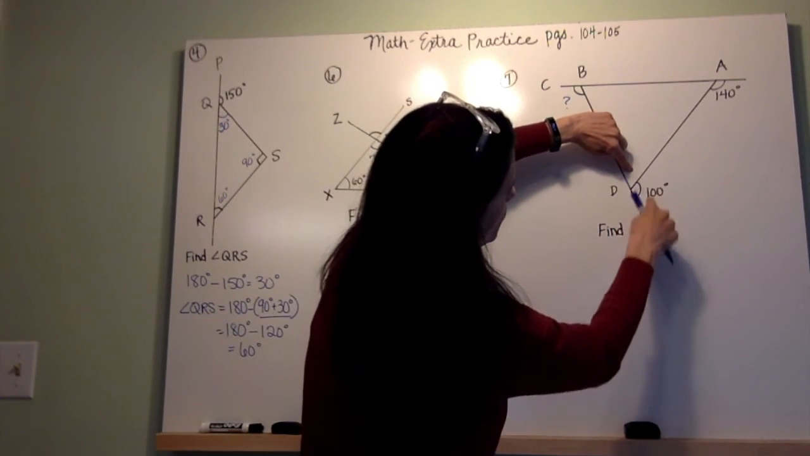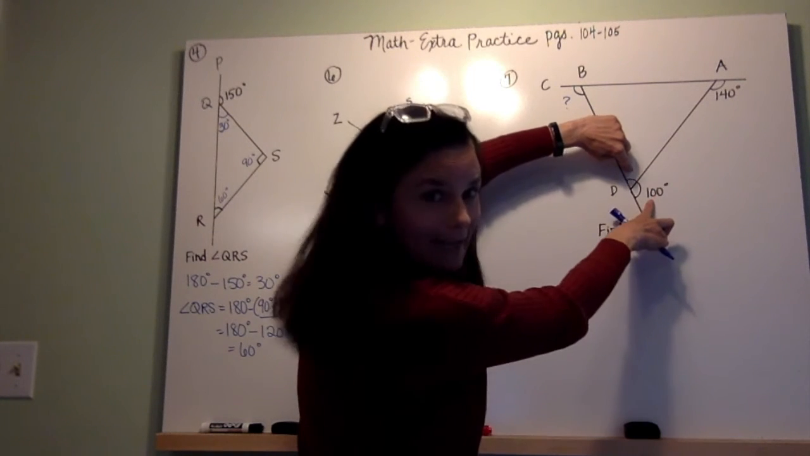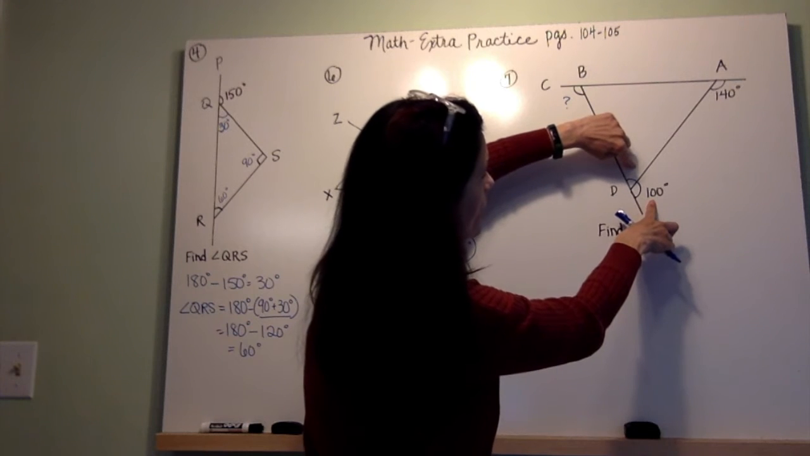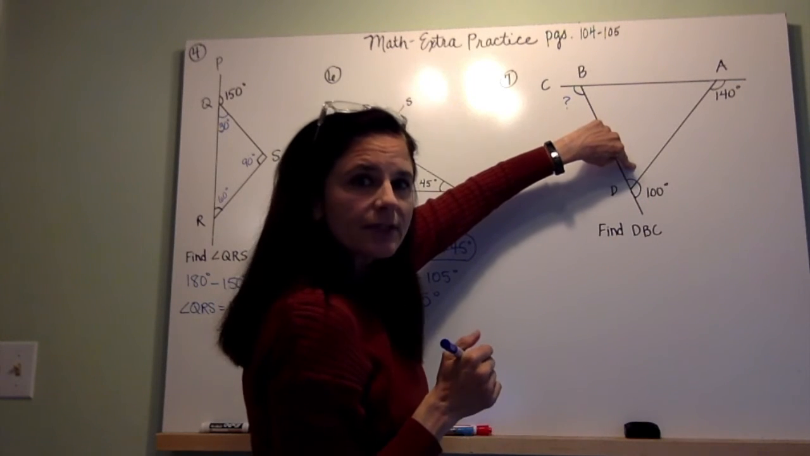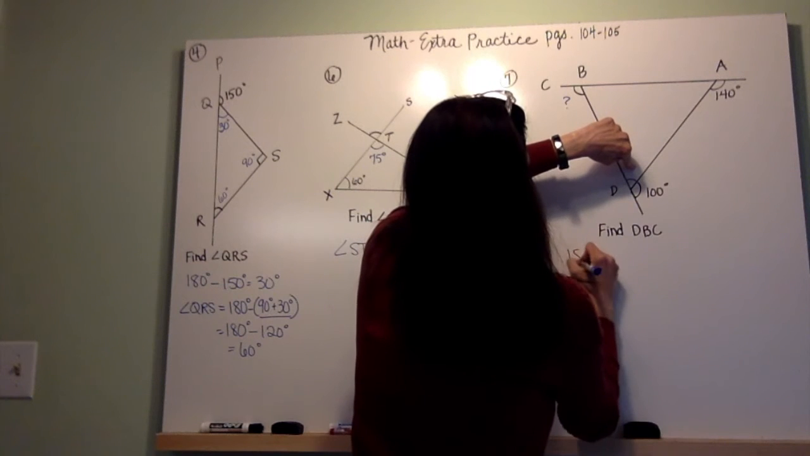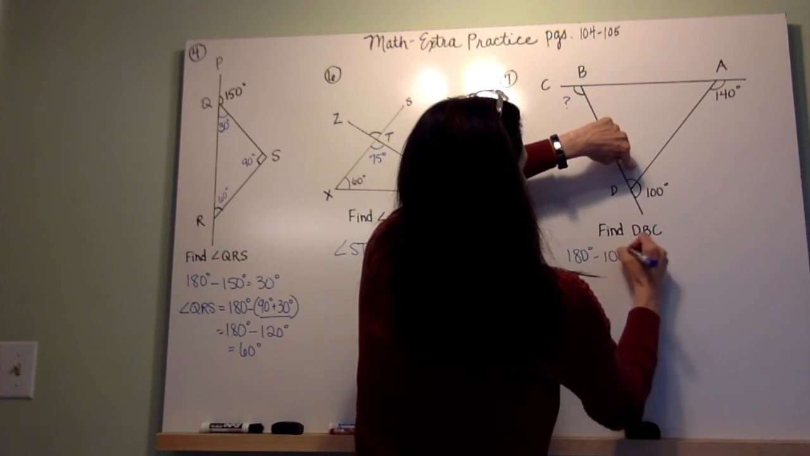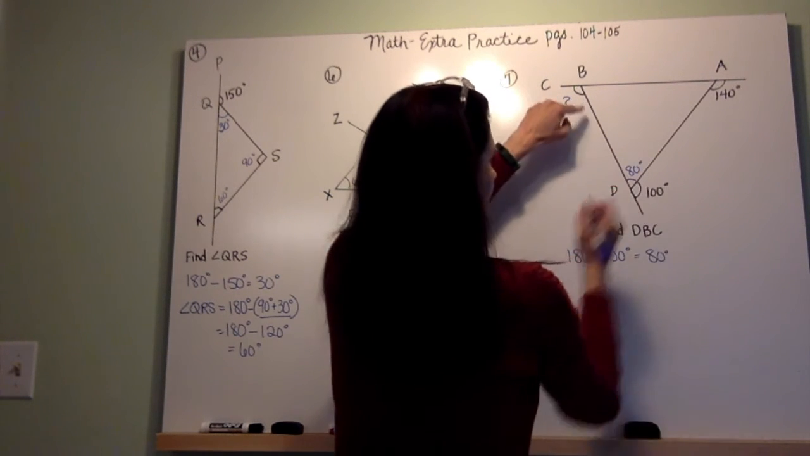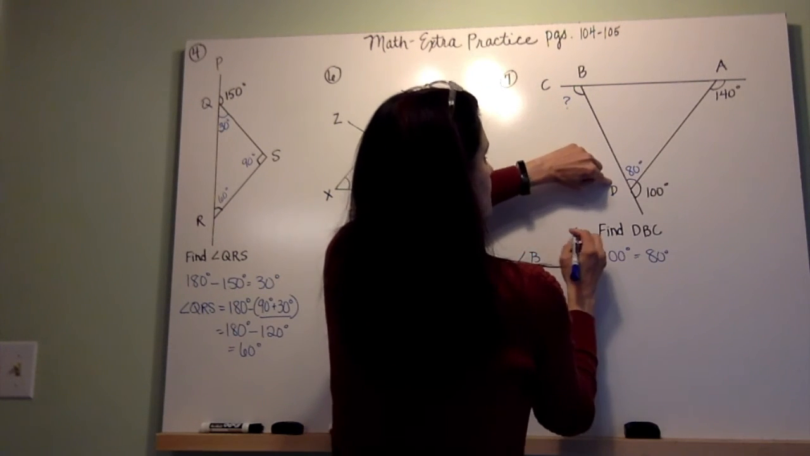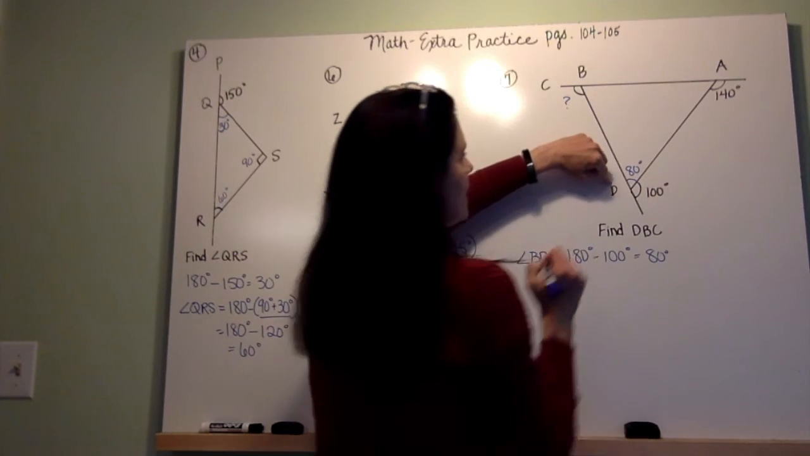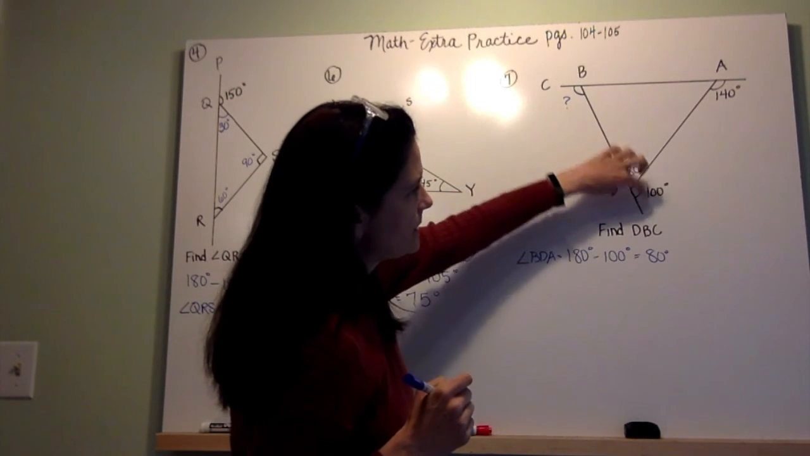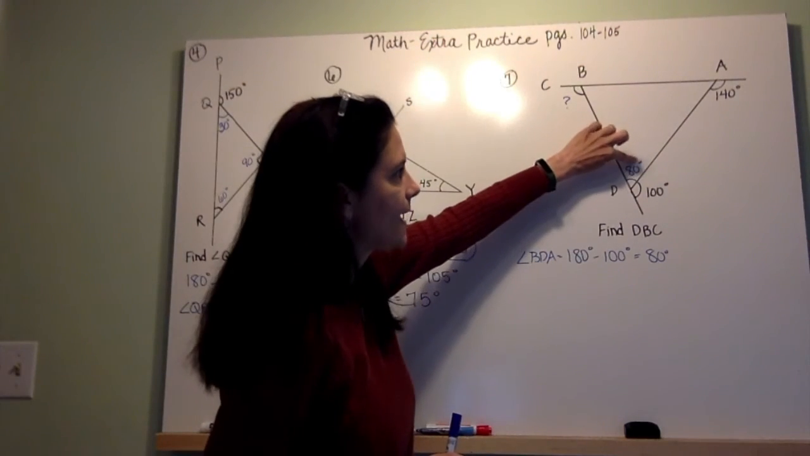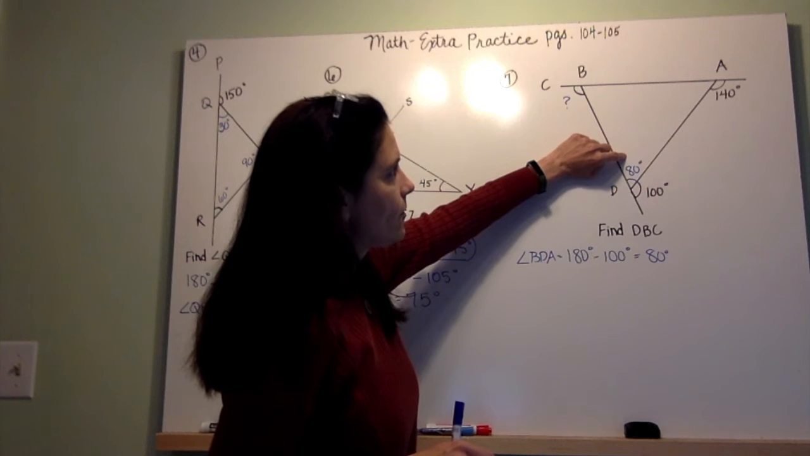So here are two angles right here. One angle's been given to us, 100. So this angle right here has to be 180 degrees minus 100. So this angle, we could call it angle BDA, is equal to 180 degrees minus 100, which is 80 degrees. Okay, that's pretty simple. I got one of the angles of the triangle.